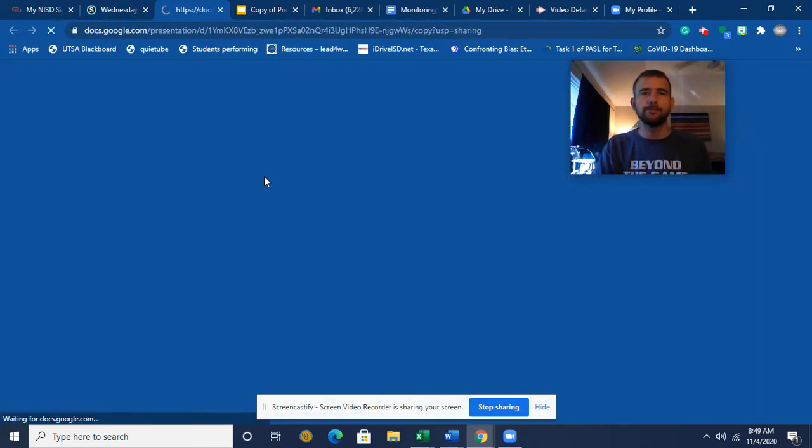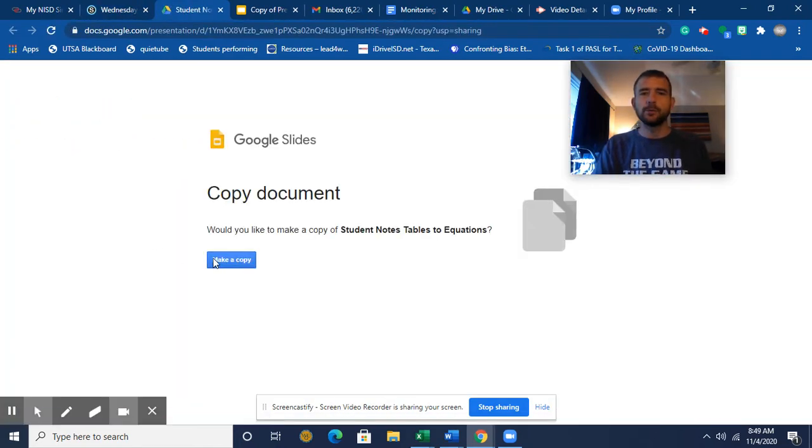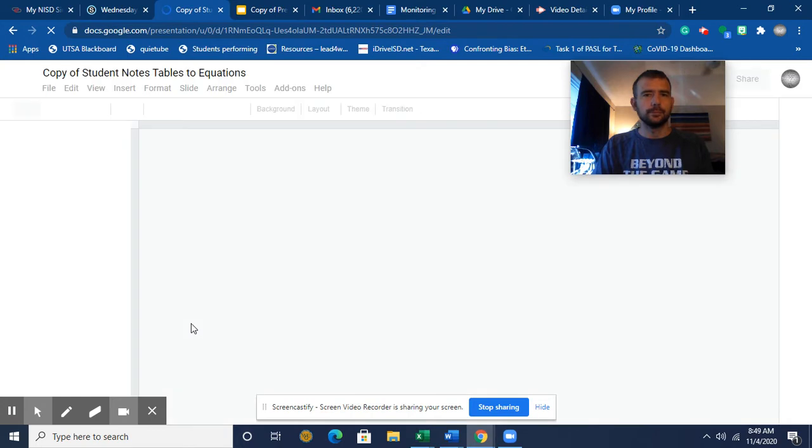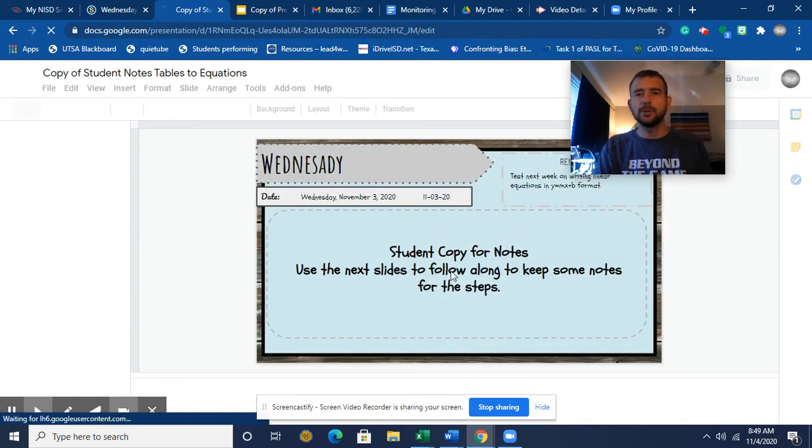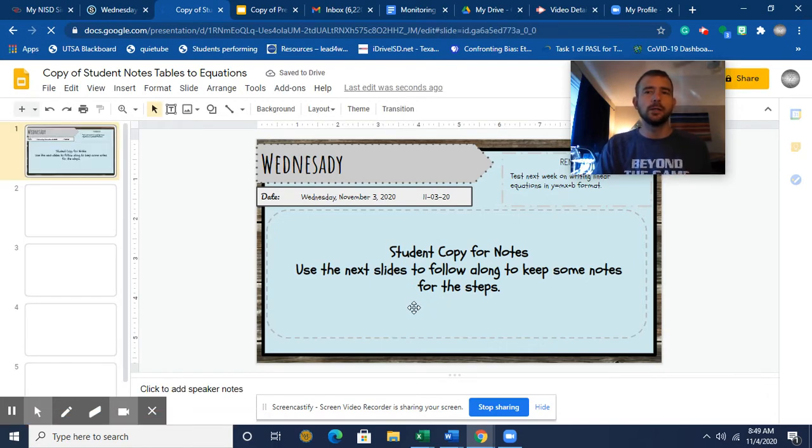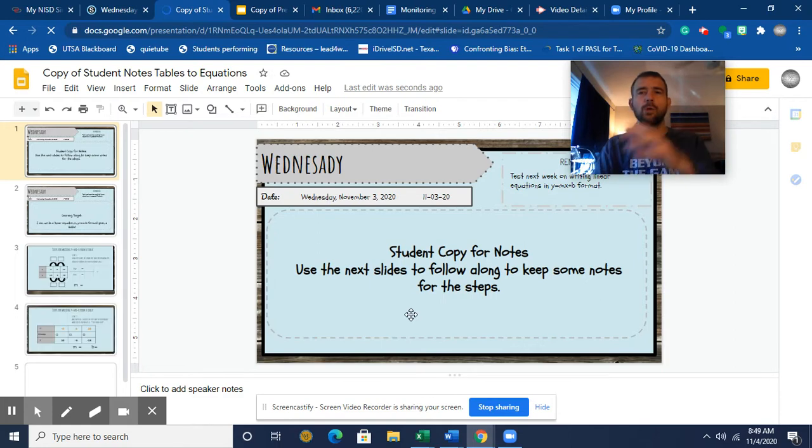So when you open this, it's going to force you to make a copy. Right? We've done this before. You make a copy. And then it's going to say, here's some student copy for notes. Use the next slides to follow along to keep some notes for the steps. So we're going to go over the steps that you need to use to get from a table to a y equals mx plus b slope-intercept form equation.